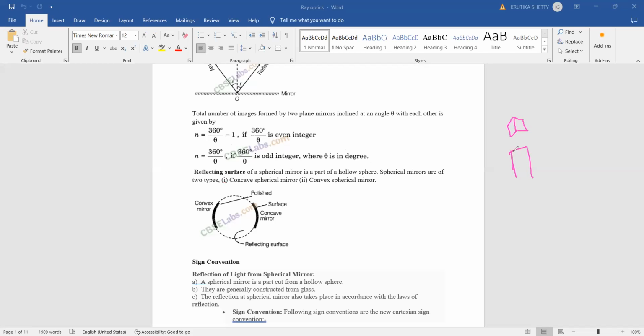Here this is one mirror, one more angle, this is one more mirror, all placed perpendicular to each other. So when it is like this, how many images are formed when one object is placed here? How many images are formed? How can we calculate it? Here there is a formula. The number of images is given by 360 by theta. This is for the even integer. So 360 by theta minus 1, this is for the odd integer.